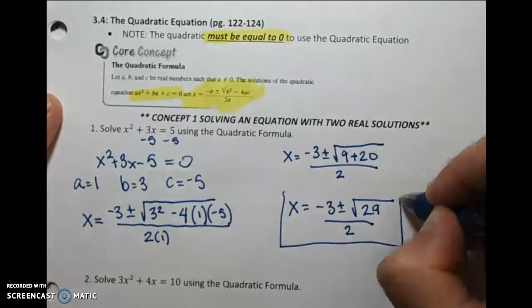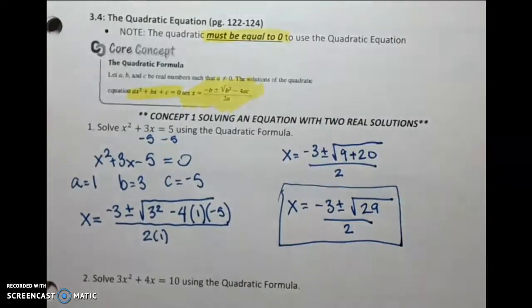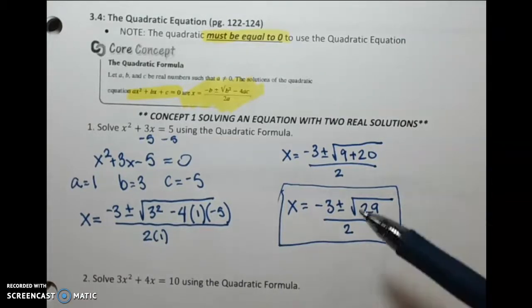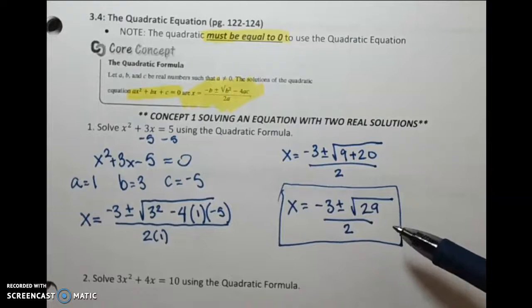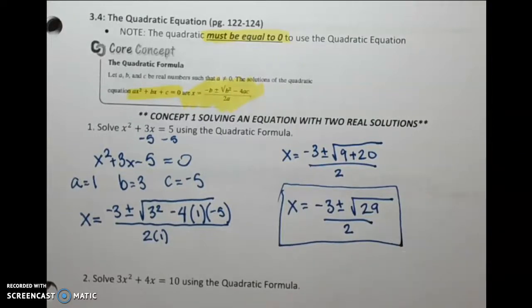And this right here is a completely acceptable answer. This is SRF form, simplest radical form. Again, this is two answers represented by that plus or minus. So it's really negative 3 plus the square root of 29 over 2 and negative 3 minus the square root of 29 over 2. This is a nice way to write it in a condensed form. You may be asked to put it in your calculator and write it as decimals, but you don't have to if it's just asking you to solve for x.